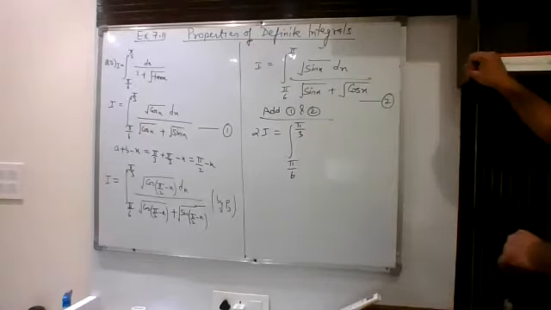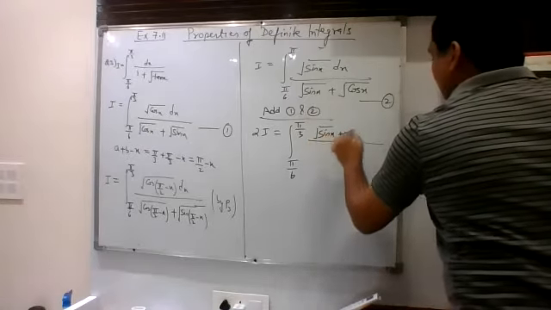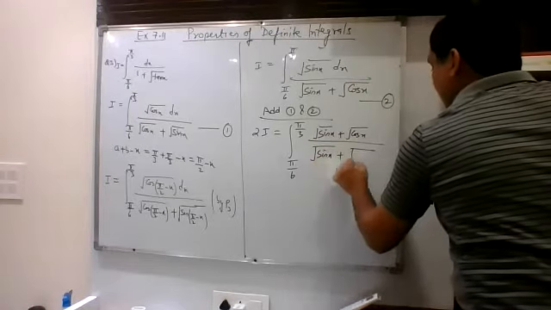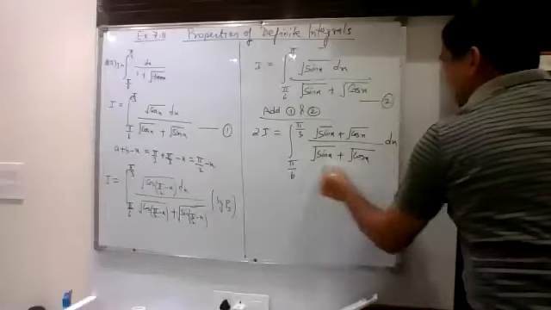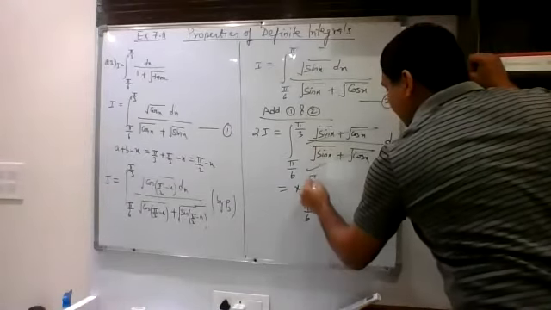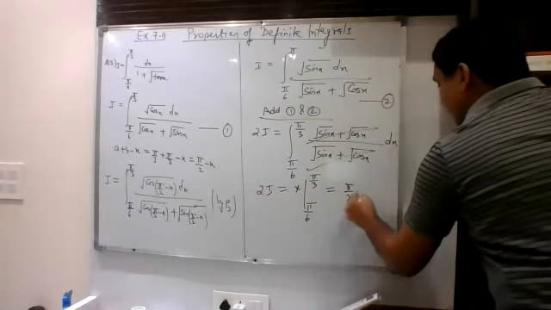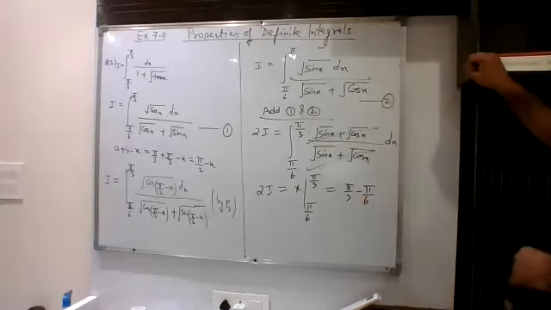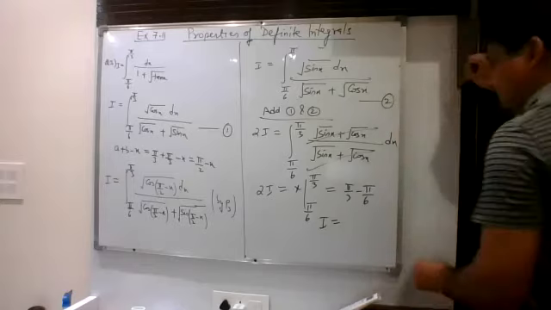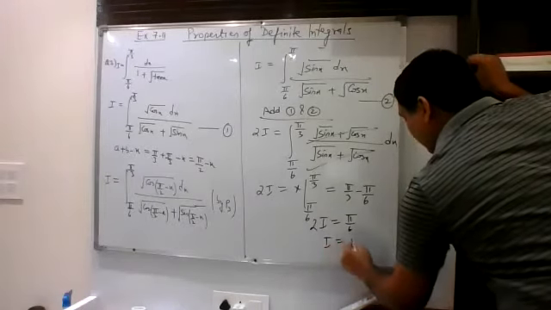So you can see that the denominator is same, so let us club the numerator. Root sin x plus root cos x upon root sin x plus root cos x dx cancels out. Integrate. Limits are running from pi by 6 to pi by 3. So it is pi by 3 minus pi by 6, right? So 2I will be equal to pi by 6. So finally I will be equal to pi by 12.